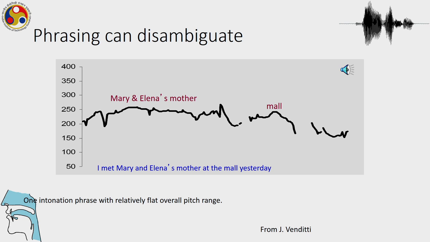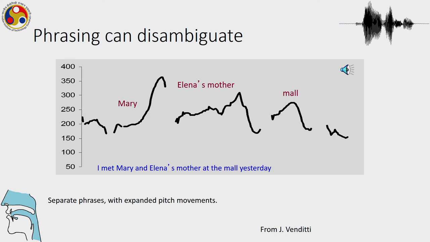Okay, so one intonation phrase with relatively flat pitch range. So it's a normal sentence that starts with a rise and then a final fall. And then if we use phrasing to disambiguate the sentence, we'll have all these different peaks where we separate Mary as one phrase, and then we know that Mary and Elena's mother will be in separate phrases, and will not mean that Mary and Elena's mother were together.